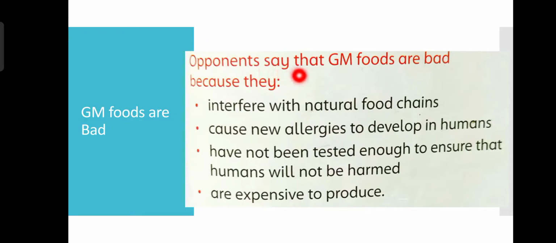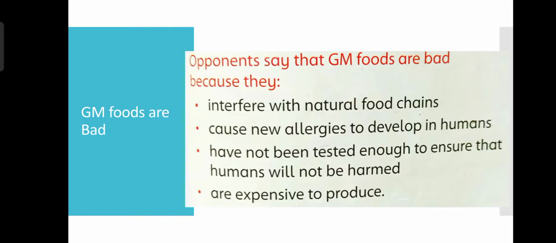But if there is brighter side, there will be darker side as well. So opponents say that GM foods are bad because they interfere with the natural food chains. What are food chains? Food chains are like how different organisms are feeding in an environment. Animals are eating plants, some carnivores animals are eating some other animals, and human beings are eating plants and animals. There are some different levels in a food chain. Okay? Primary consumers, secondary consumers and tertiary consumers.